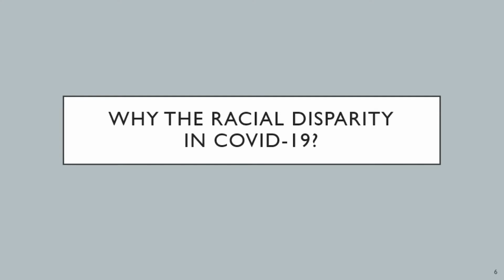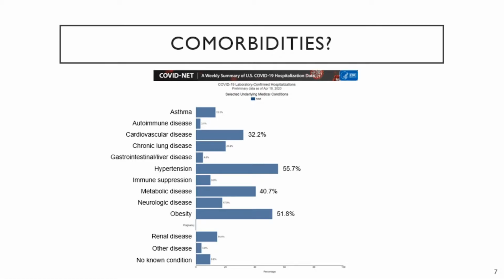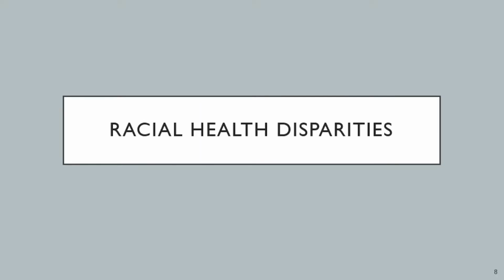It's evident that racial disparities exist in COVID-19, so it's important that we understand why this is the case. Policymakers have explained these disparities by stating that these populations have high rates of comorbidities associated with hospitalizations and death due to COVID-19. But why do these groups have a disproportionate rate of chronic illness? The answer is racial health disparities.